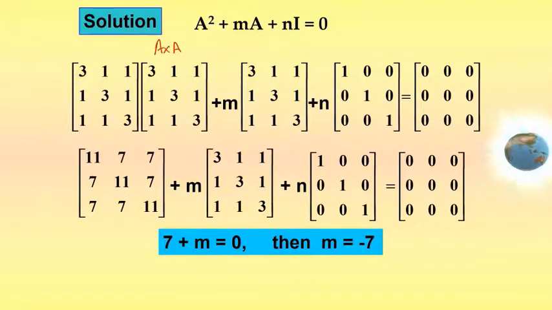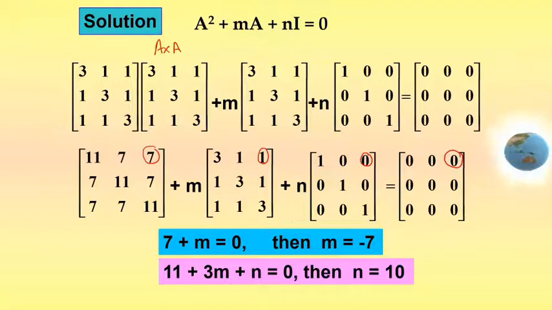In order to make it easier, choose second entries or third entries. You can choose the same. So we have, for example, this one plus m times 1 plus n times 0. So we have 0 for n. That's why we don't have n here, equals 0. Therefore we can get the value of m, that is negative 7.